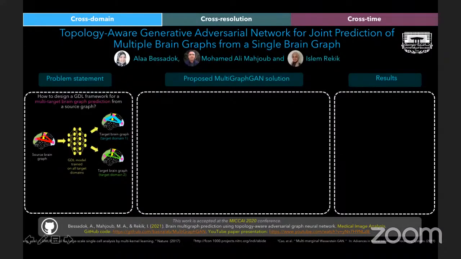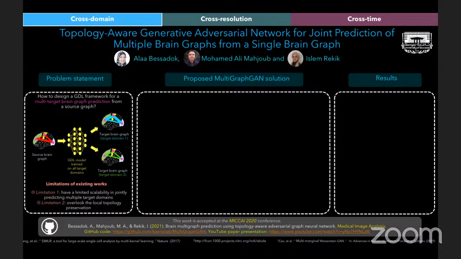So what is the problem that we're solving here? Given a single brain network, how can we learn to predict the brain connectivity map across different domains? For example, from morphological, we're trying to get other types of connectivity. Here we were the first to design a graph neural network that solves this multi-target domain prediction. The existing works at the time didn't solve multi-domain prediction, which means they usually go from one single graph to one. It's a one-to-one mapping, but this is one-to-many. That's what we're solving.